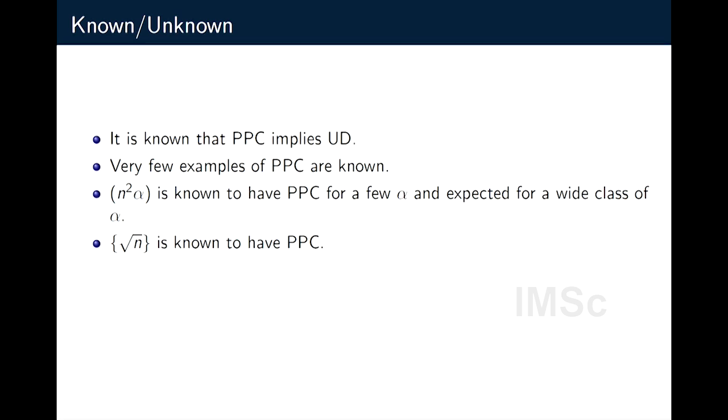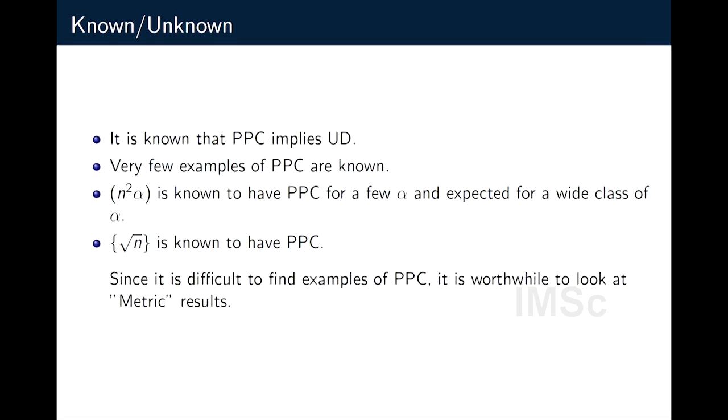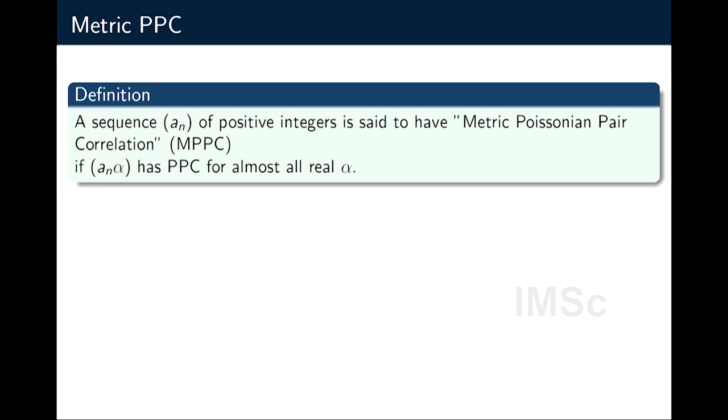A nice exception is the sequence square root of n. So we are looking at the square root of n, and then of course the fractional part. That has PPC. So PPCs are difficult to prove. So it's interesting to look at what are called metric results. We are trying to look at it from an almost all perspective. Let's just give a simple definition. Let's look at an increasing sequence of positive integers, an. We say that the sequence has metric Poissonian pair correlation, or MPPC, if an times alpha has PPC for almost all real alpha.